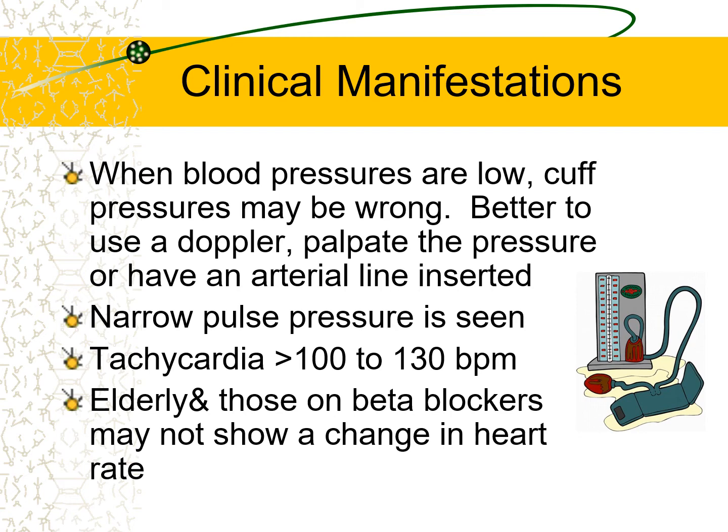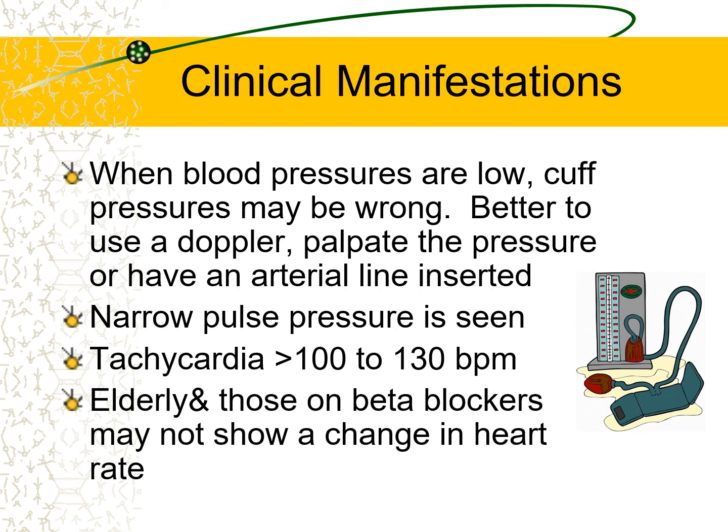We do see in these patients with this falling systolic blood pressure, a narrowing pulse pressure. Remember, that's the difference between the systolic and the diastolic pressures. And so we do see those numbers coming closer together. We also see that the patient becomes tachycardic, greater than 100 in their heart rate, up to about 130 beats per minute.